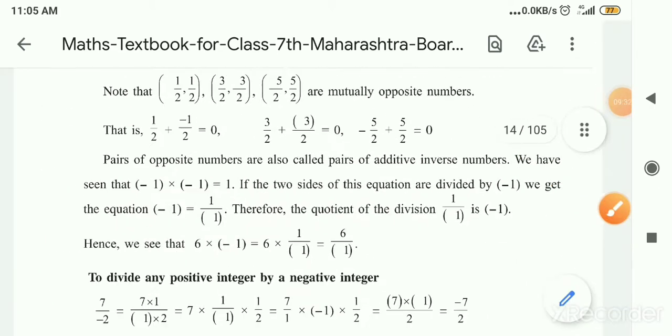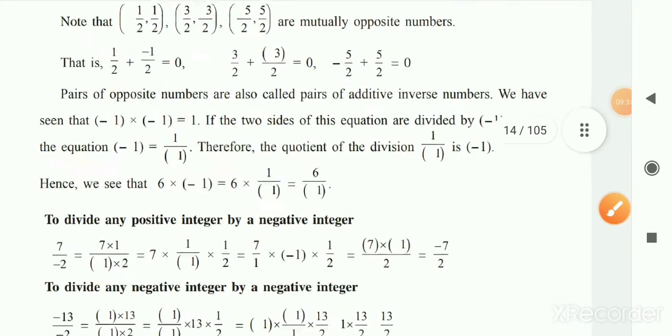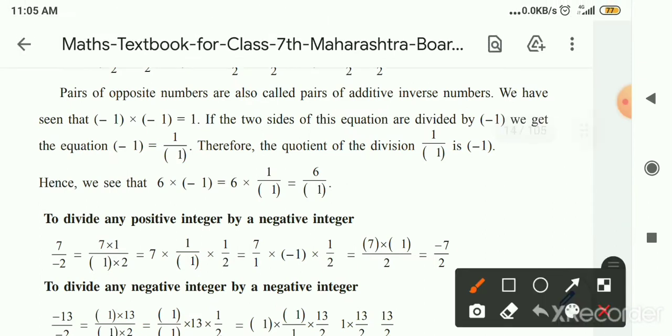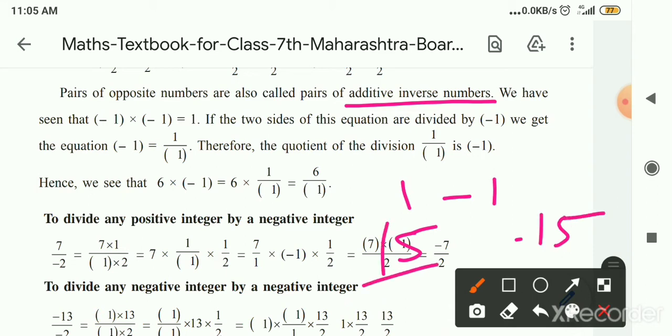Okay. So here a pair of opposite numbers is called a pair of additive inverses. One's additive inverse is minus 1. 5's additive inverse is minus 5. 15's additive inverse is minus 15. Minus 15 upon 2's additive inverse is plus 15 upon 2, and plus 15 upon 2's additive inverse is minus 15 upon 2.